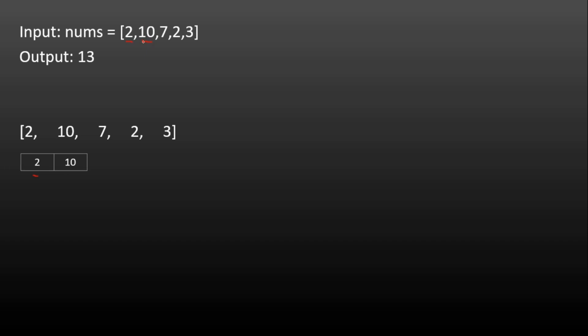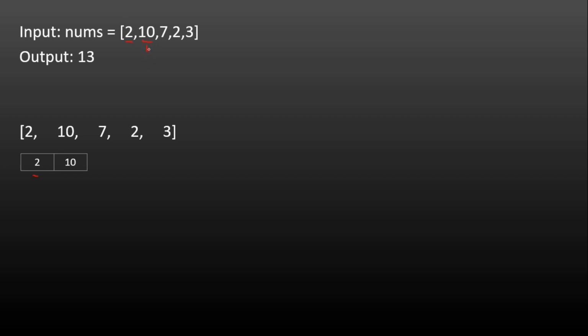So what is the precondition? The precondition is that I cannot take the adjacent house's amount. So when I'm at index 1, I cannot add my previous index, that is my adjacent house amount. And the house prior to that, there is no house, because it starts with 0, and here I am at index 1.